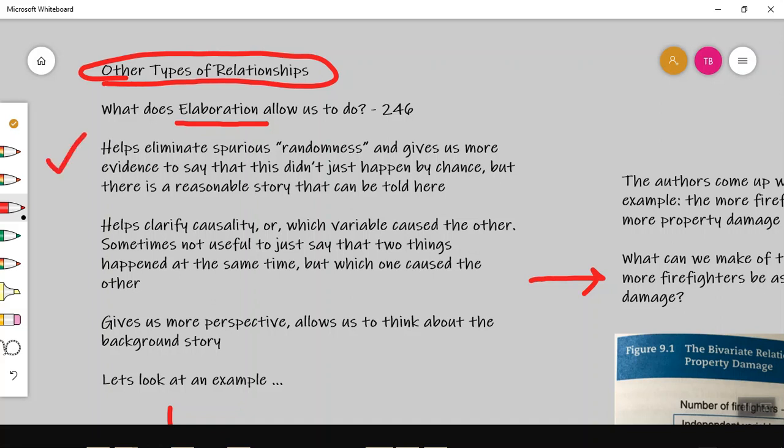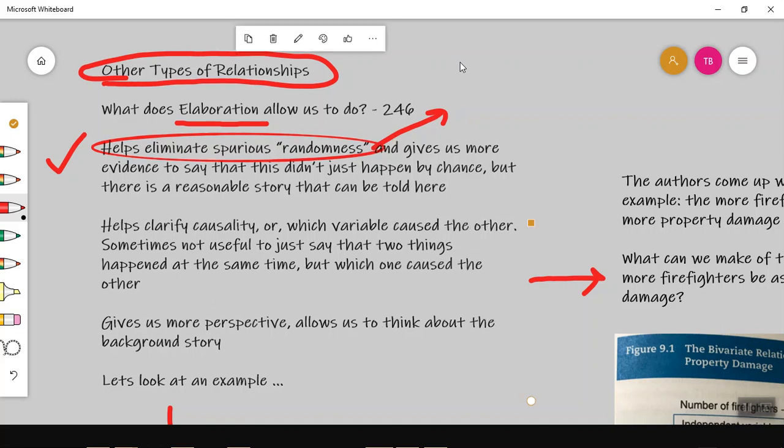Maybe here's one thing, and then one last thing. Look at here. It helps us eliminate spurious or random relationships. So it'd be good to keep these terms in mind. You're going to be asked something like this on your homework. So by looking more closely, it helps us eliminate spurious or random relationships.